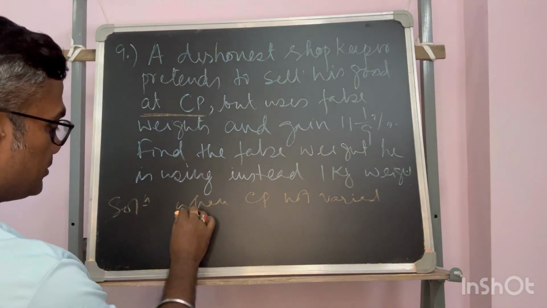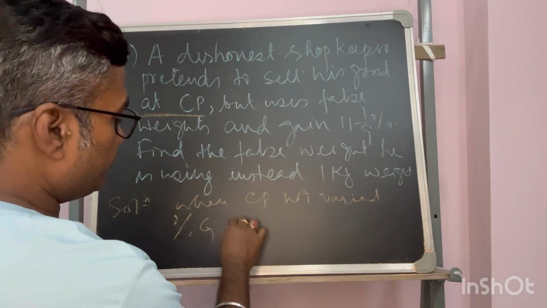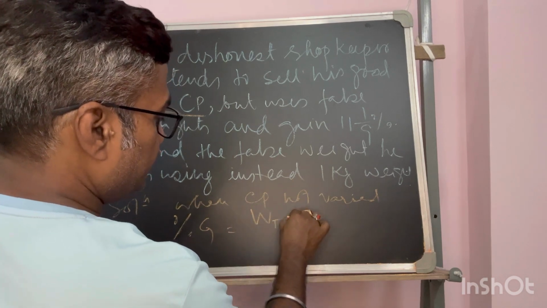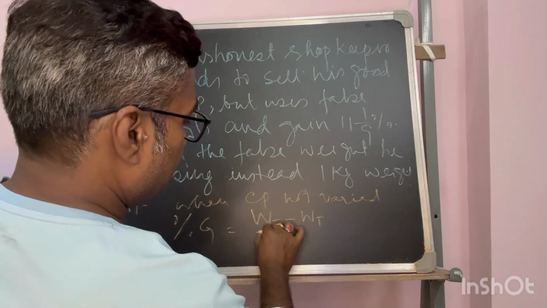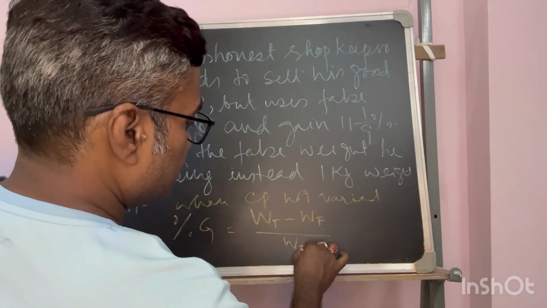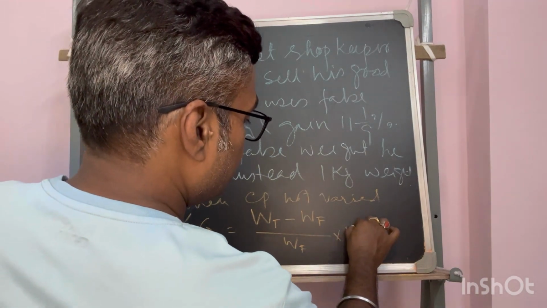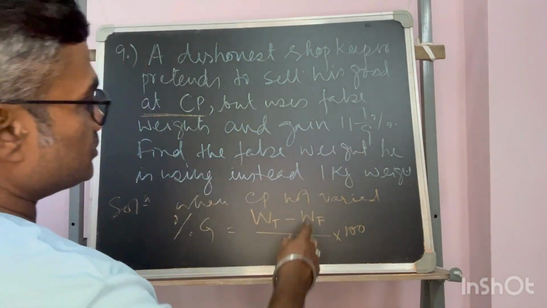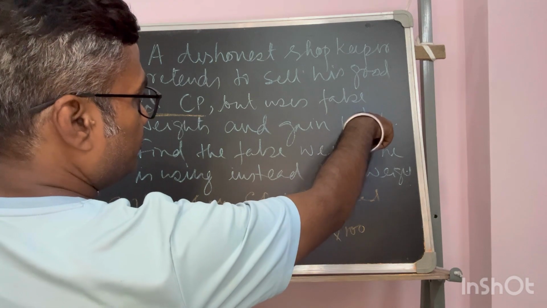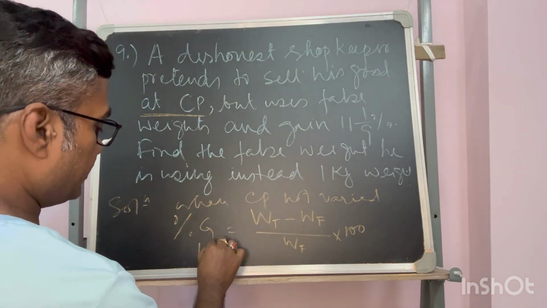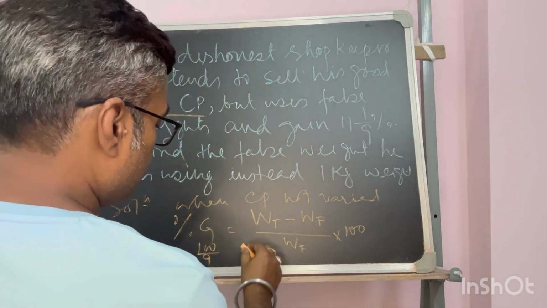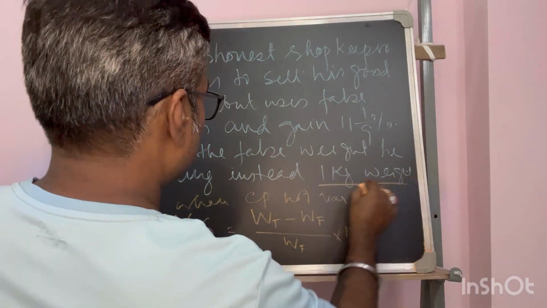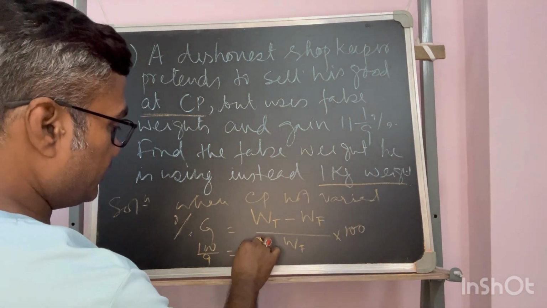Our percentage gain formula was what? The true weight T minus the false weight, upon the false weight, into 100. So now you know the gain, already given in percentage. So this is 11 upon 1/9, that will give you 100 upon 9 percent. So this is equal to the true weight, which is already given as 1 kg.